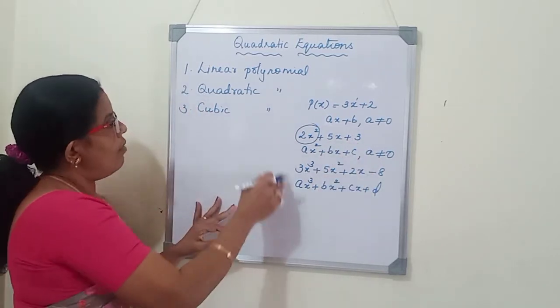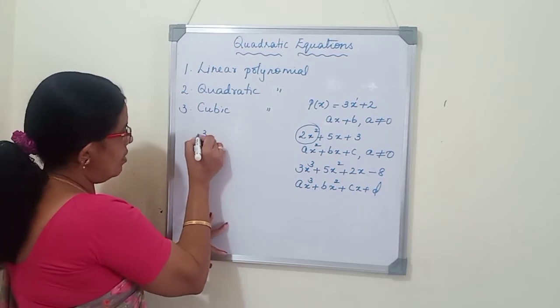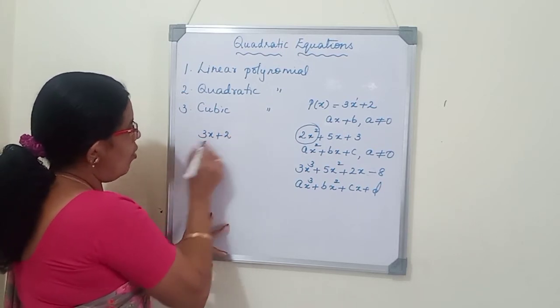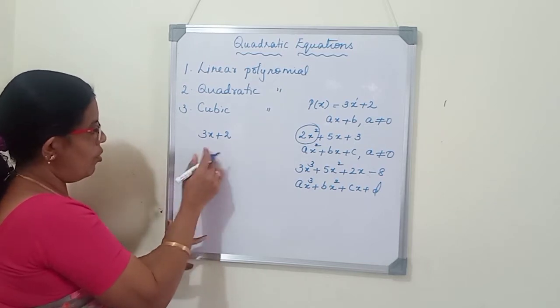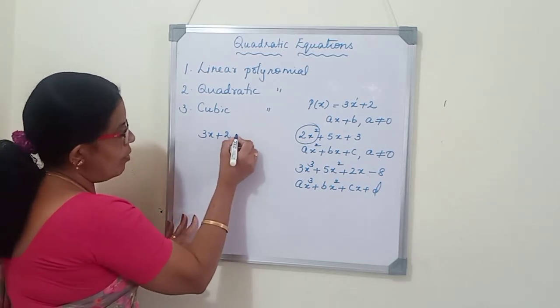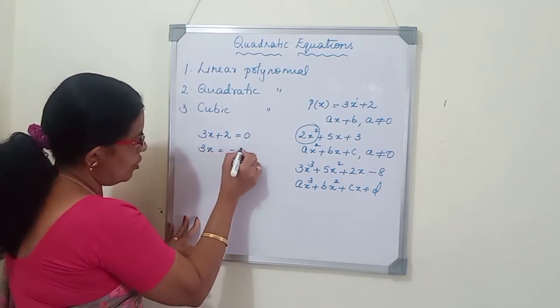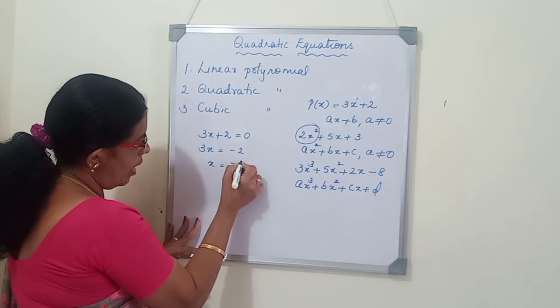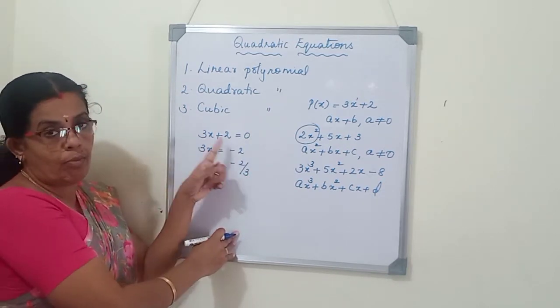And how to solve a linear polynomial? Last year you have learned. For example, 3x plus 2. Find the 0 of the polynomial. If you want to find the 0 of the polynomial, we will equate the polynomial to 0. 3x is equal to minus 2 and x is equal to minus 2 by 3. So minus 2 by 3 is the 0 of the polynomial.